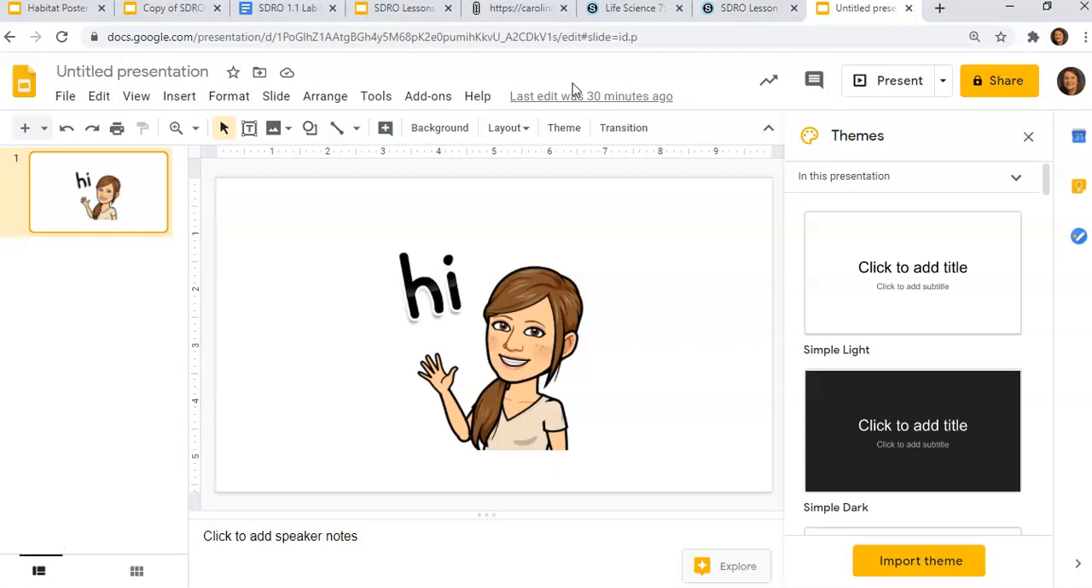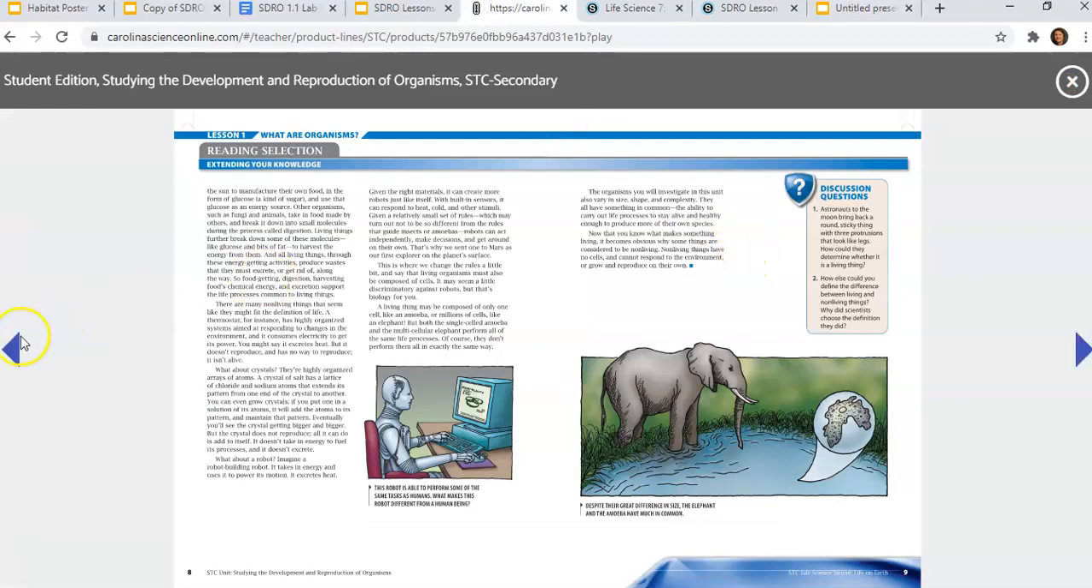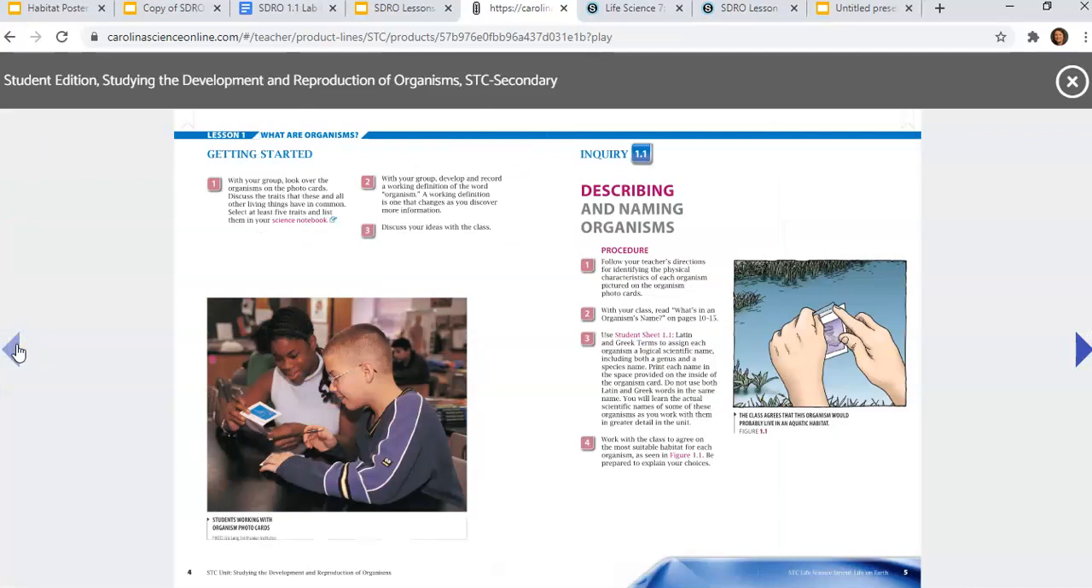So what I'm going to do is take you to the science textbook first, and we're going to go back to the procedures for Inquiry 1.1. All right, here are the procedures. These are just the step-by-step instructions that let you know what to do during the lab. The first procedure says, follow your teacher's directions for identifying the physical characteristics of each organism pictured on the organism photo cards. In your lesson on Schoology, you have one of the items that says organism photo cards.